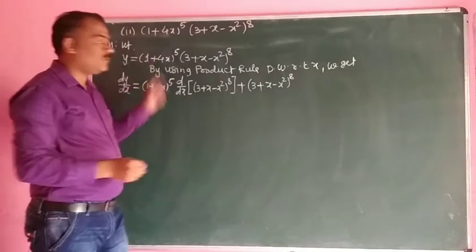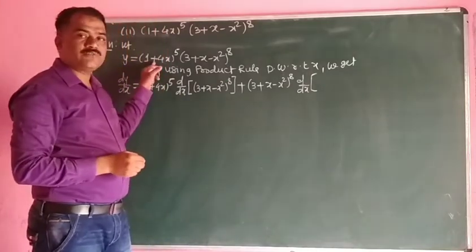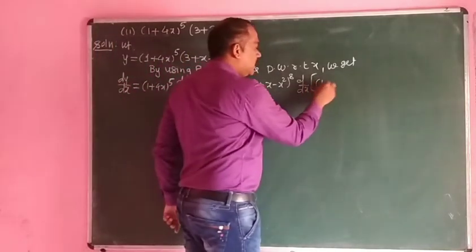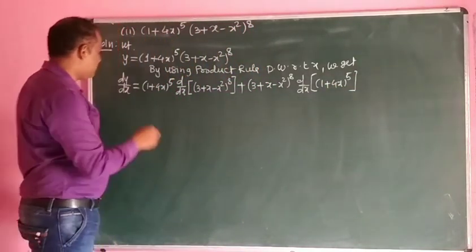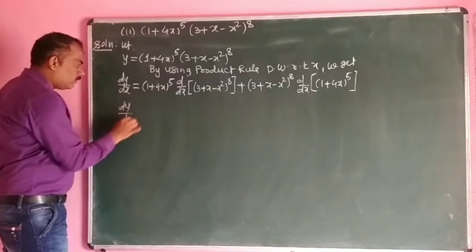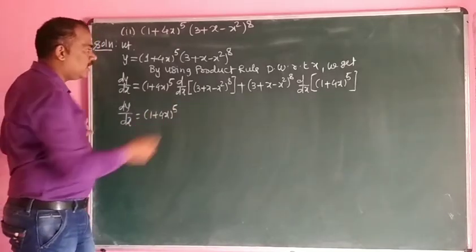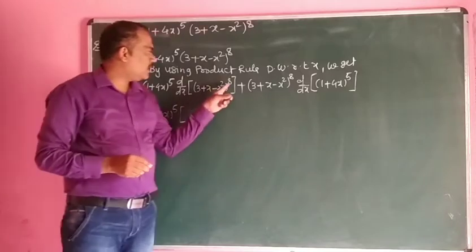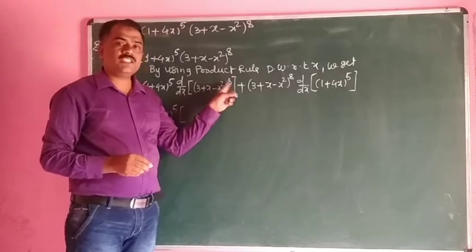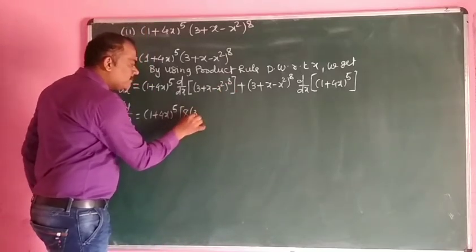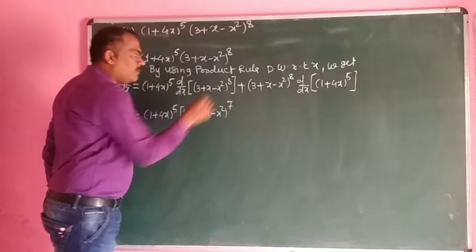Now the derivative of the first function, that is d/dx of 1 plus 4x raised to 5. That is dy by dx is equal to 1 plus 4x raised to 5 into. Now again by using the derivative of the power function, here 3 plus x minus x square raised to 8, it means the power is 8. We take this power as it is, and from this power we subtract 1, that is 3 plus x minus x square raised to 7, 8 minus 1, that is 7.